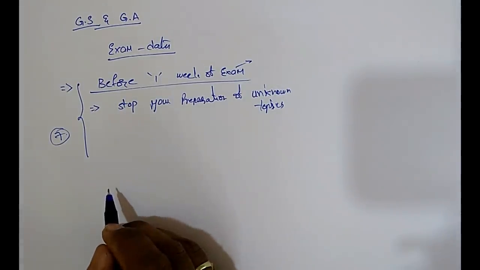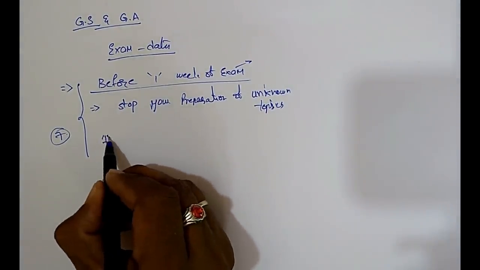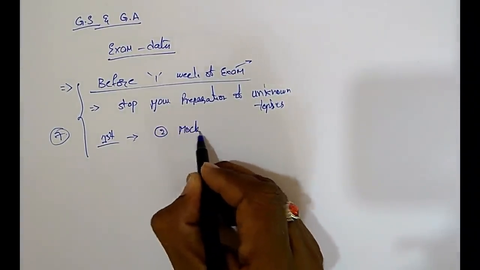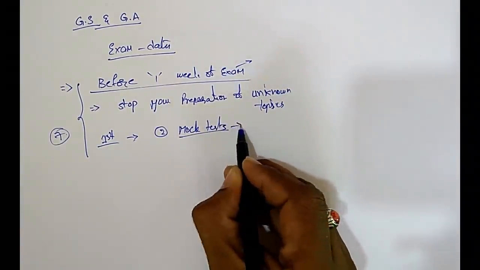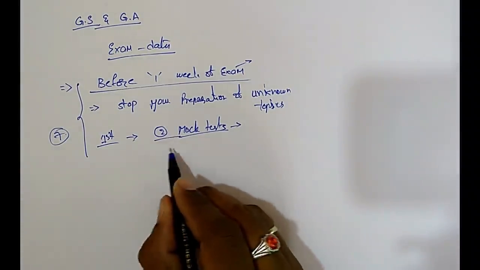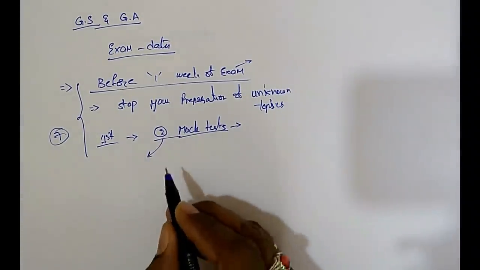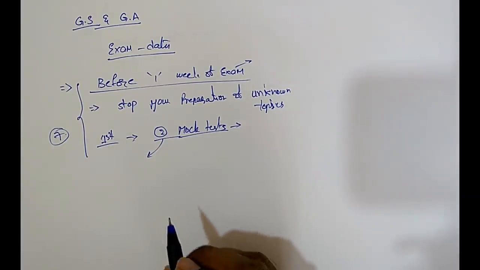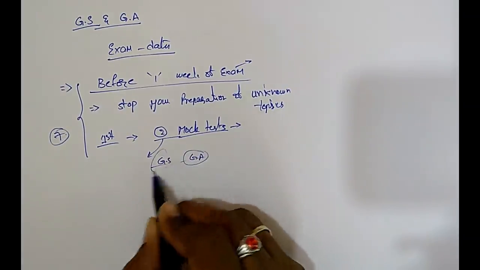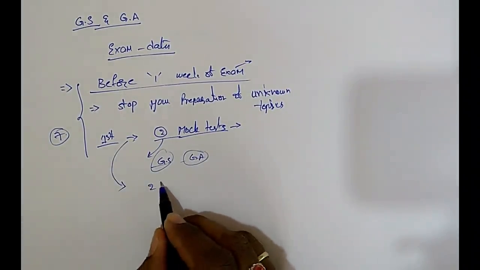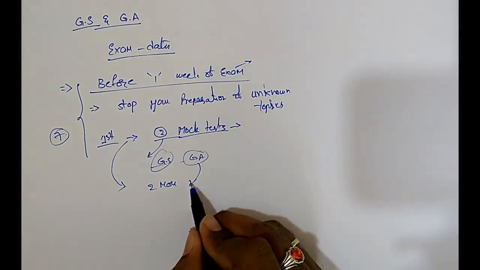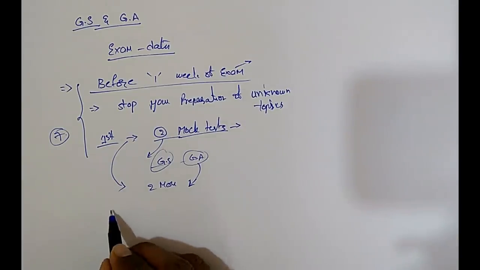In this 1 week, the first thing is, on the first day, write at least 2 mock tests. These mock tests are very helpful for your preparation. In these 2 mock tests, you will get an idea of what your strengths and weaknesses are. That means if you are weak in general science or general awareness, then try to concentrate 2 more days on these weak topics, and you will gain the knowledge.